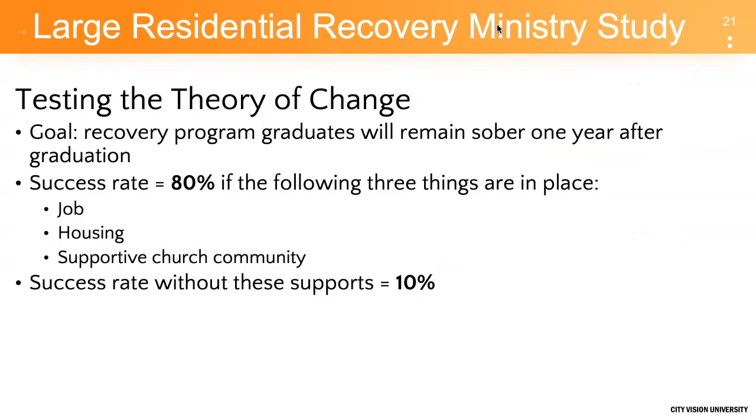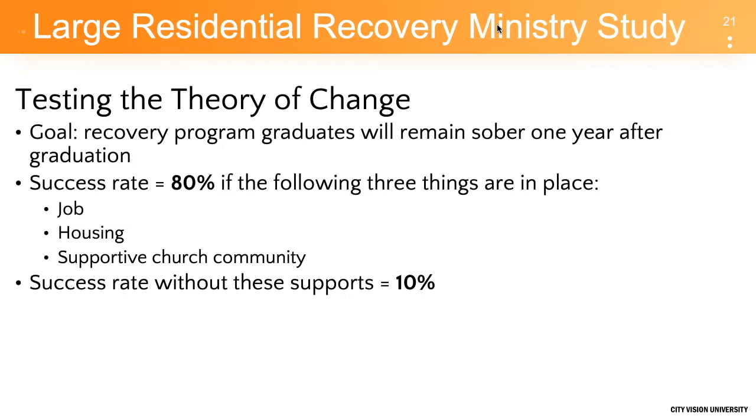So let's look at the evidence briefly of the theory of change. So having a really tight, well thought out theory of change, the goal here for this organization was that recovery program graduates will remain sober after 1 year of graduation. So when they did their research, they discovered that really there's three things that are super important to bring about this success or the realization of that goal. And they found that, well, jobs, housing, and supportive church community, you have those three things in place, they've got an 80% chance of meeting that goal.